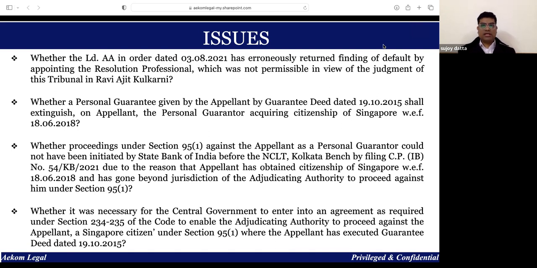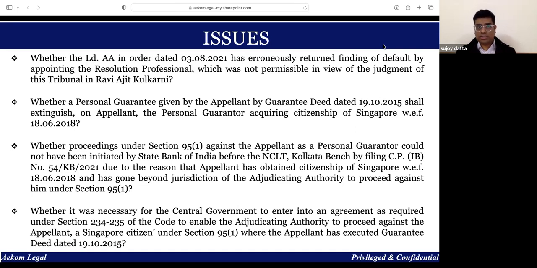Second issue was whether the personal guarantee shall be extinguished when the gentleman becomes a citizen of Singapore, and whether, even if the personal guarantee does not extinguish, proceedings under IBC would lie when the gentleman has become a foreign citizen and thus has gone beyond the jurisdiction of the NCLT.